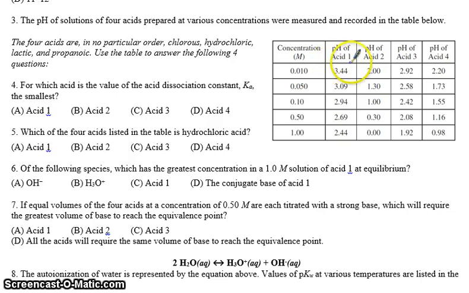So we have 4 acids, 1, 2, 3, 4. The 4 acids, in no particular order, are chlorous, hydrochloric, lactic, and propanoic. And the thing to recognize is that hydrochloric is the only strong acid here. The rest of them are weak acids because they don't fit into one of the categories of strong. Question number 4 says, for which acid is the value of the acid dissociation constant the smallest?